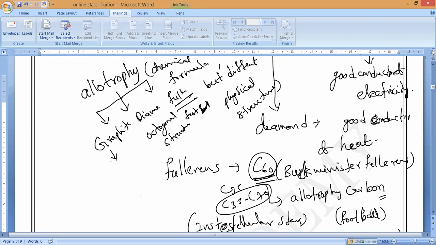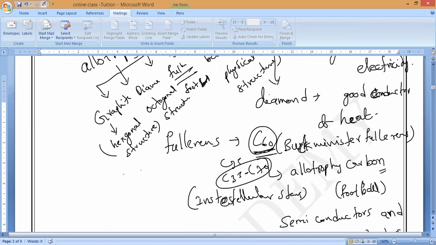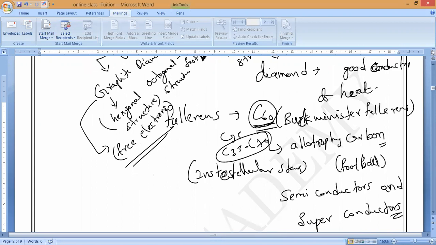Graphite is totally 5, correct? It is hexagonal structure. So this is the graphite structure. Remember this. Because of this hexagonal structure, graphite has free electrons. Understand? Free electrons. What is the reason? It is a good conductor of electricity.